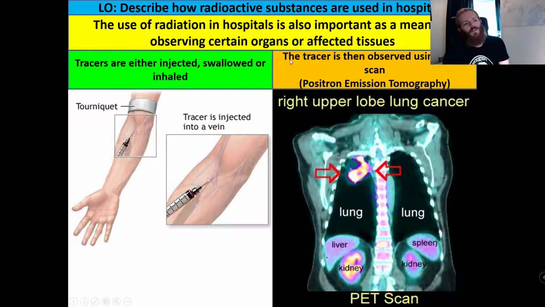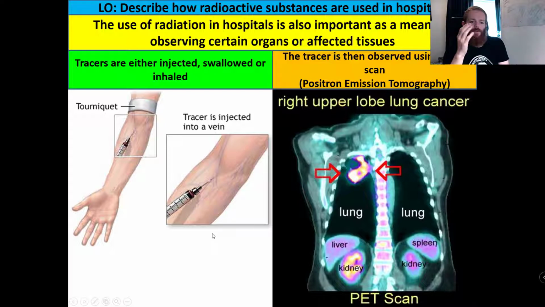So you can see in this one then, the tracer is observed using a PET scan. There's loads of different things. I'm using a PET scan as an example here, and that's called positron emission tomography. As in, a positron is emitted and then pictures are built up based on those. Now what's really interesting to know here, it says right upper lobe lung cancer rate. These tracers are usually bound to carriers. Okay, so that'll be molecules like glucose or something like that. And you use different carriers and different tracers for different parts of the body.